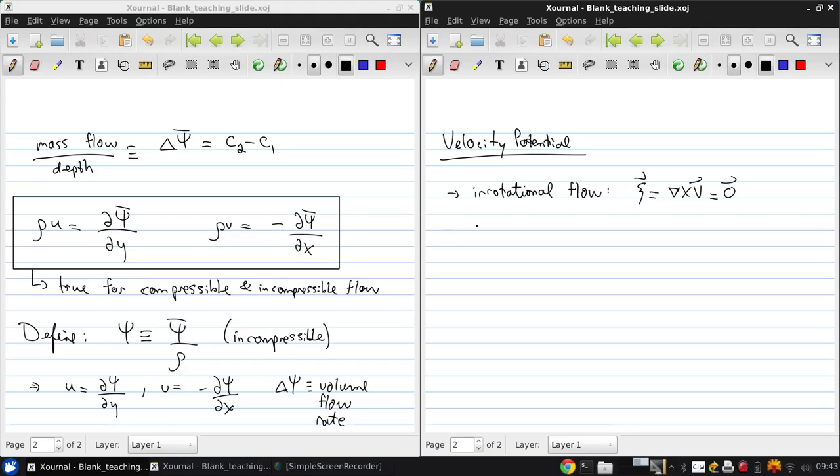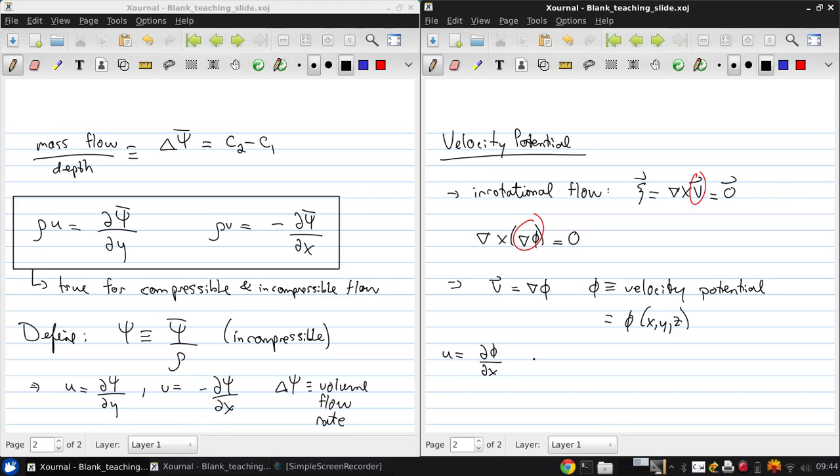Then, if we also apply a vector identity for any scalar field phi, which is that curl of grad phi equals zero, and we take V to be grad phi, then that phi is what we define as a velocity potential. This is, in general, a function of space x, y, and z. Then the x velocity u is just the partial of phi with respect to x, v is the partial with respect to y, and w, the z velocity, is the partial with respect to z.